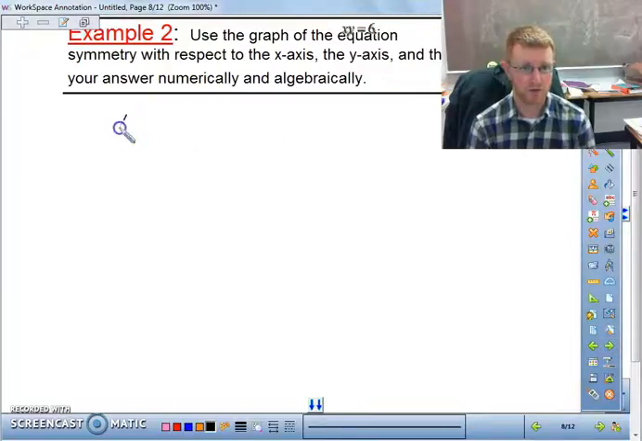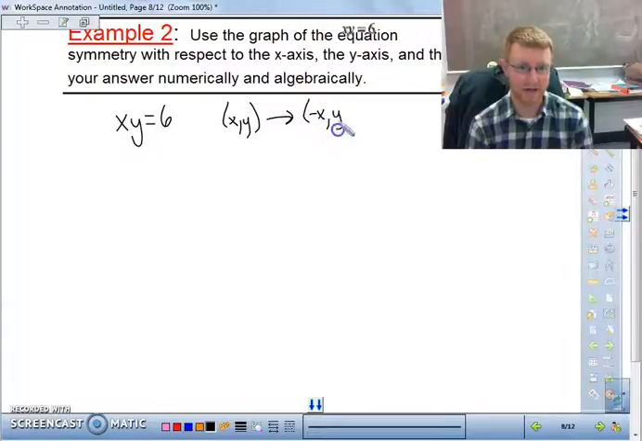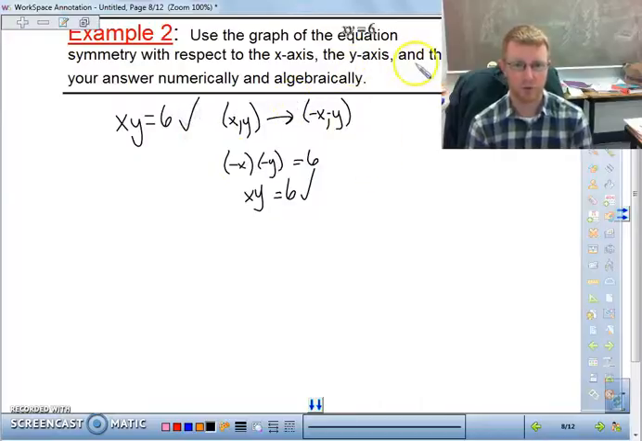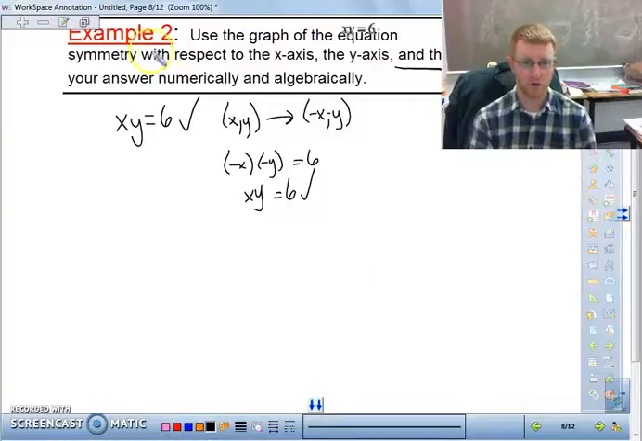Okay, now once again, we're going to do the same thing algebraically on the next slide. We have our equation, which is xy equals 6. And we know that if x comma y is our point, then we should be able to plug in a negative x comma negative y and get the exact same thing. So let's try that. Negative x times negative y equals 6. Negative times a negative is a positive, so we have positive xy equals 6. Same equation, so that proves that we have symmetry over the origin.